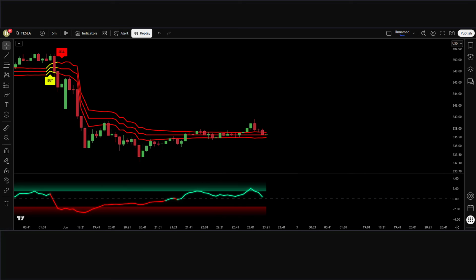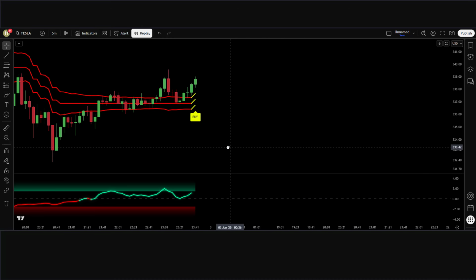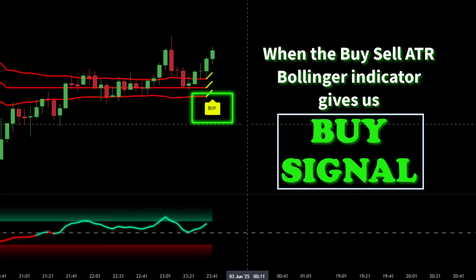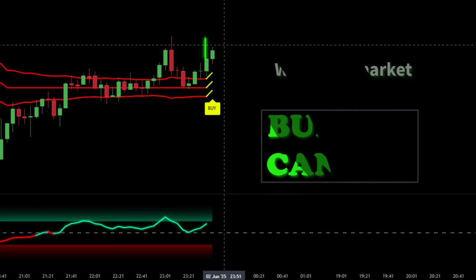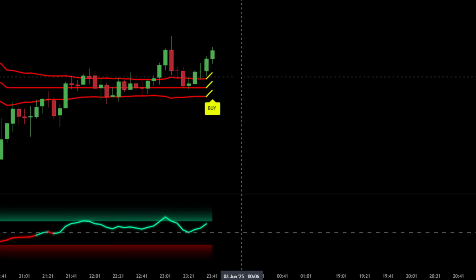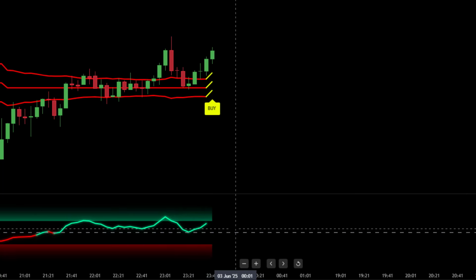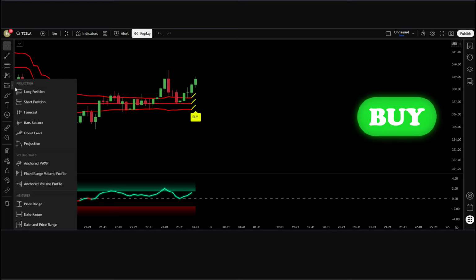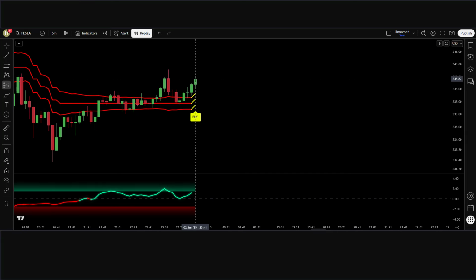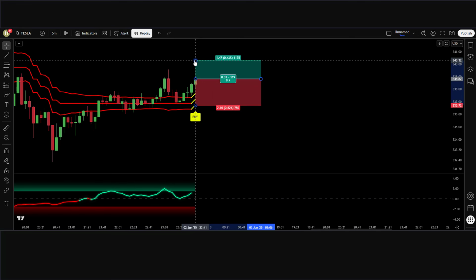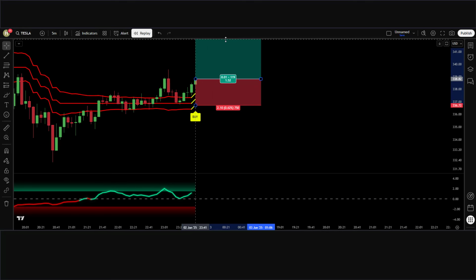Now, let's understand the concept of when we will take buy and sell trades based on their conditions. When the Buy-Sell ATR Bollinger indicator gives us a buy signal, when the market has formed a bullish candle, and when the signal line of the Rolling Z-Score Trend indicator is above the zero level, if these conditions are fulfilled, then we will place a buy order. Our stop loss will be placed at the yellow lower line of the Buy-Sell ATR Bollinger Band indicator, and the risk-to-reward ratio will be 1:1.5.